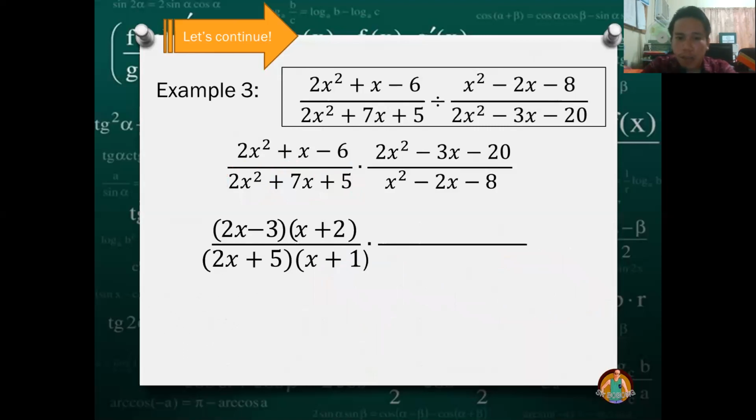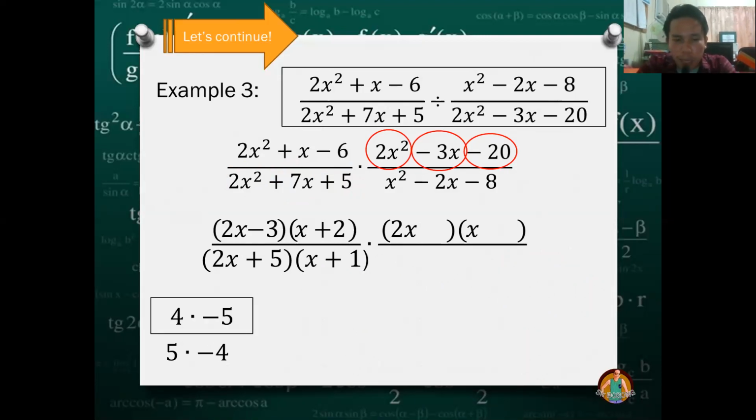Okay? So, next. Ito na. 2x squared minus 3x minus 20. So we'll factor first 2x, of course, 2x and x. Next. Factor of negative 20 with respect to negative 3. Okay? And of course, kailangan with respect also to our first term for the positioning. Okay? So yung pipiliin or pipilian ng factor na lang is 4 times negative 5 and 5 and negative 4. Kasi lahat yan kapag multiply mo, yung sagot niya is negative 20.